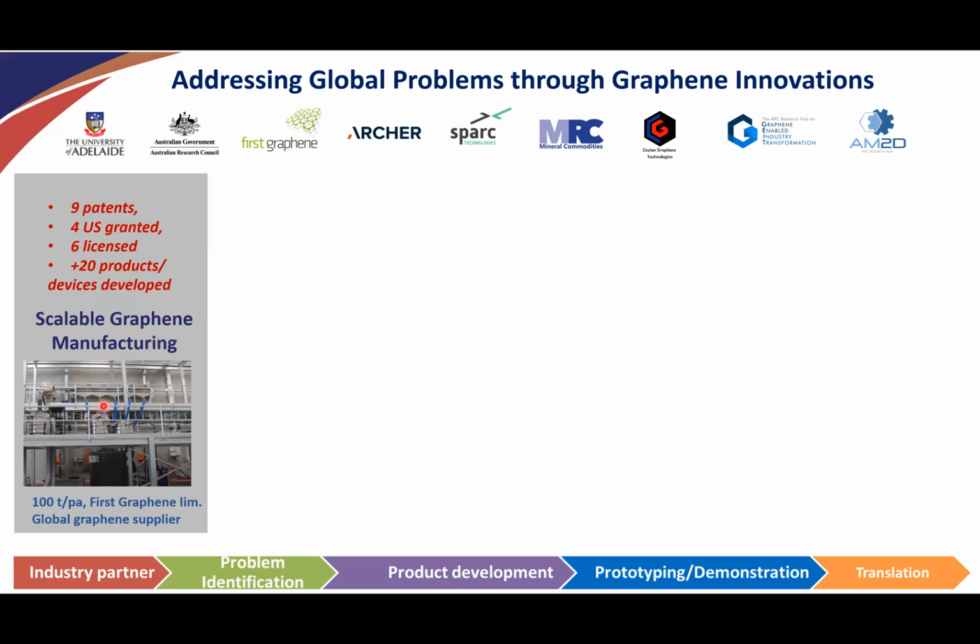After 2 years of lab development, the company built a manufacturing plant of 100 tons capacity to produce high quality, pristine graphene using a green electrochemical process. First Graphene is now one of the world's leading suppliers of graphene powders, and my team is very proud of making this contribution. In the last 7 years, we worked with all different types of graphene materials. We generated 9 patents, 6 are in licensing, and about 20 new products. So we understand these materials very well.